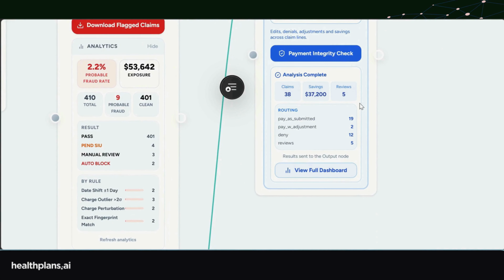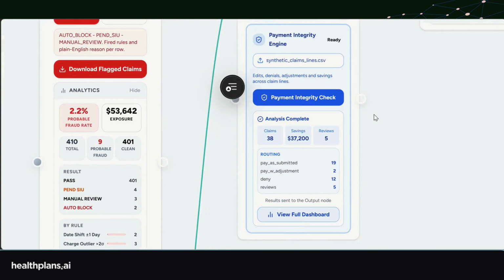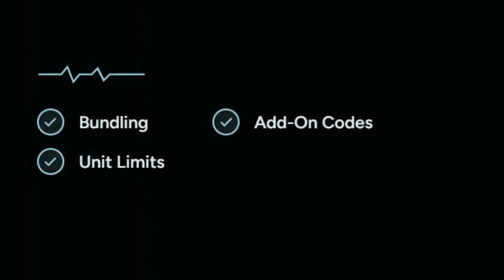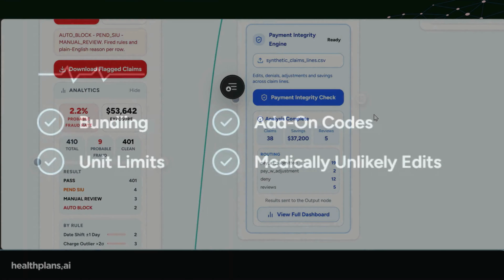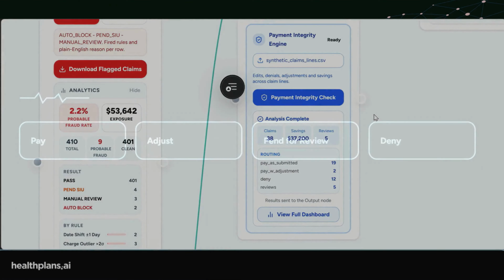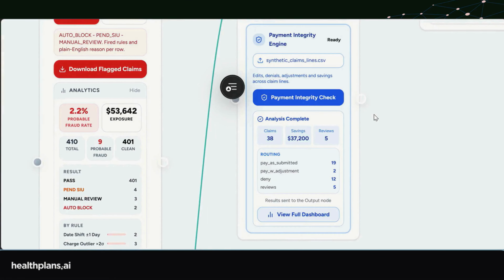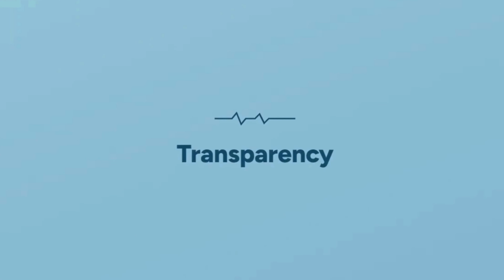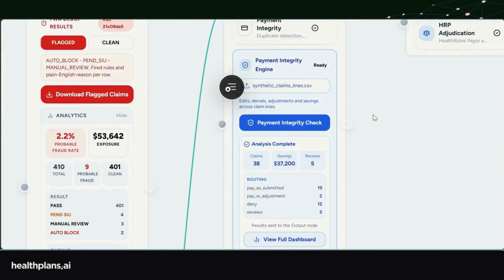After FWA checks, the claim moves into payment integrity. This step helps health plans prevent overpayments before they happen, rather than trying to recover funds later. The prepay engine reviews each claim against CMS/NCCI rules, including bundling, unit limits, add-on codes, and medically unlikely edits. It then provides a clear line-level outcome: pay, adjust, pend for review, or deny. Each decision is backed by a policy reference and a simple explanation, giving teams the transparency and confidence to act quickly.